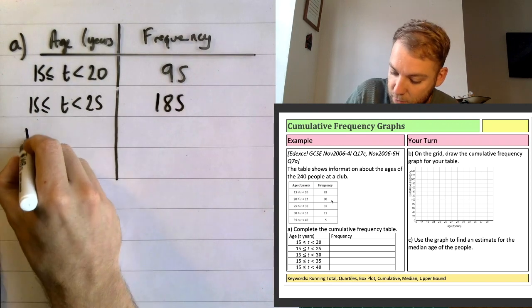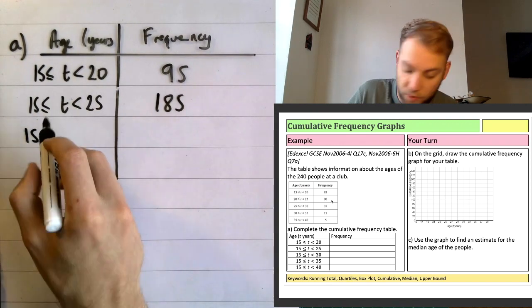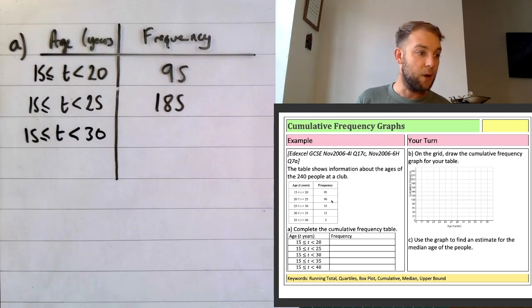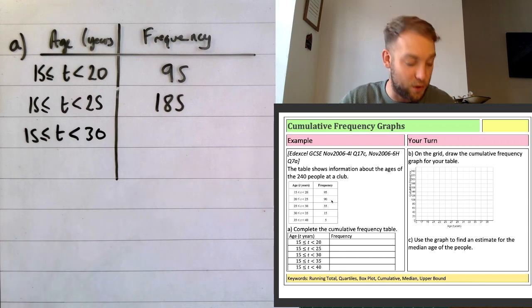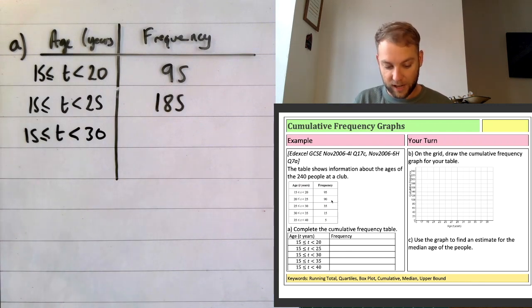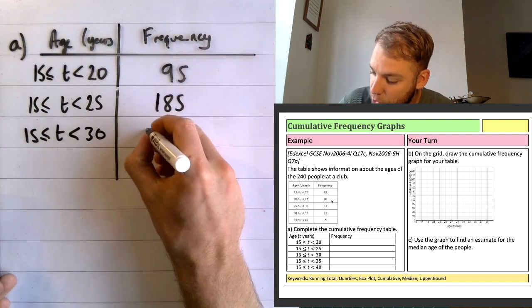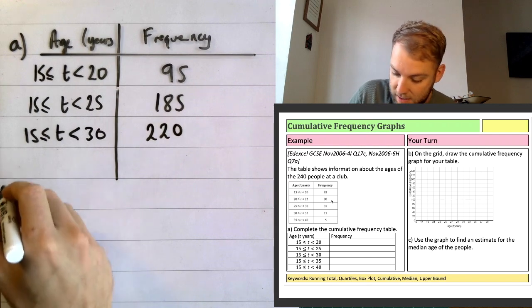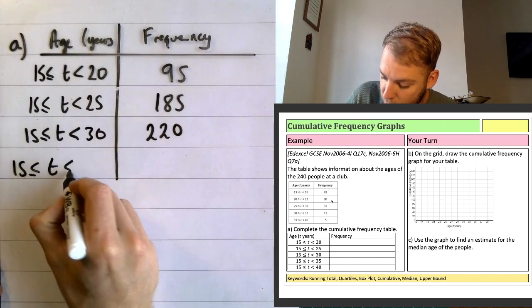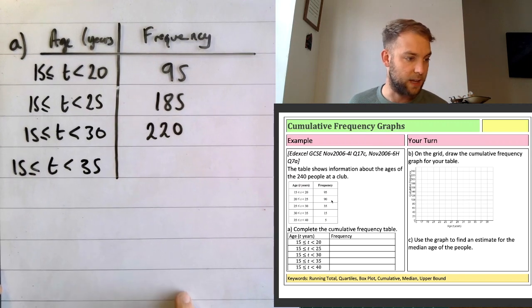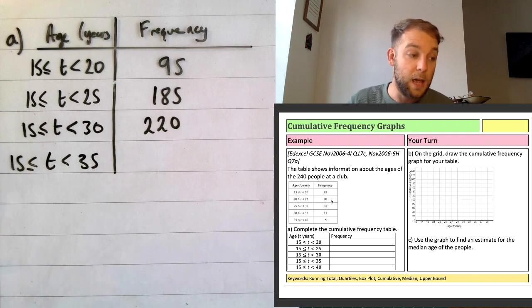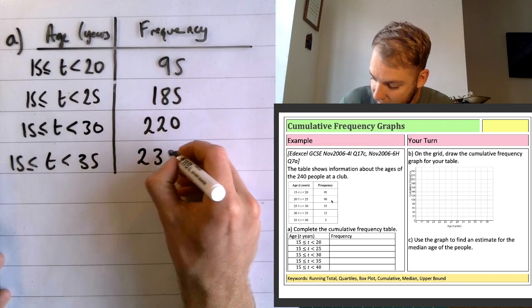So the next one's going to be between 15 and 30, so right up to the next limit. With this one, we're now going to bring 95, 90 and 35 together. So 95 plus 90 plus 35 is equal to 220. Remember, we're bringing them together. Next up, we're going to be looking at 15 all the way up to 35. So 15 to 35 is going to be 95 plus 90 plus 35 plus 15. So all of those coming together now.